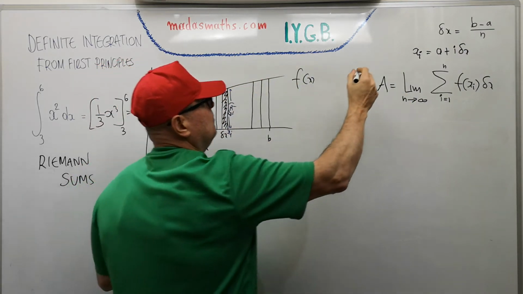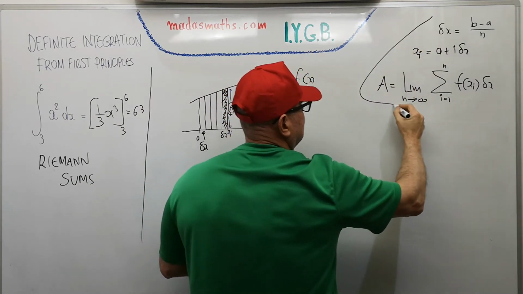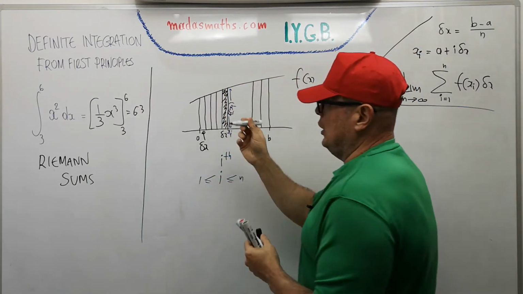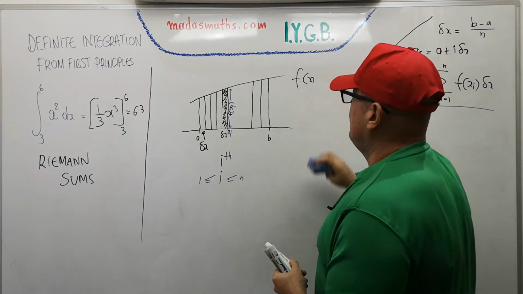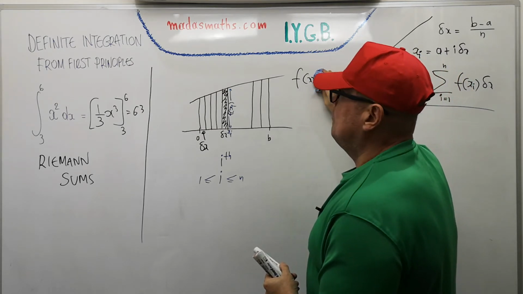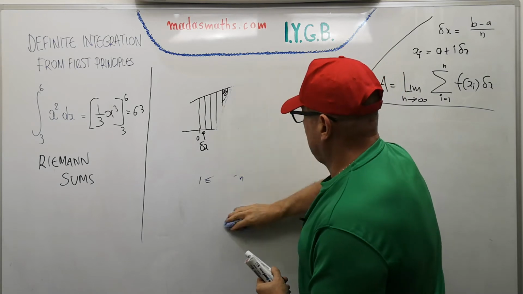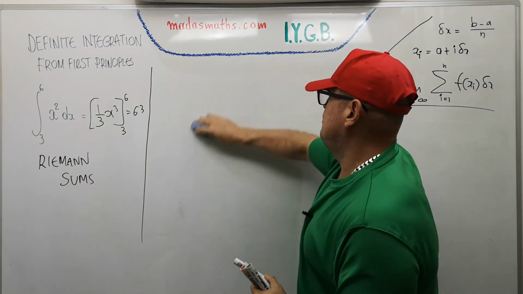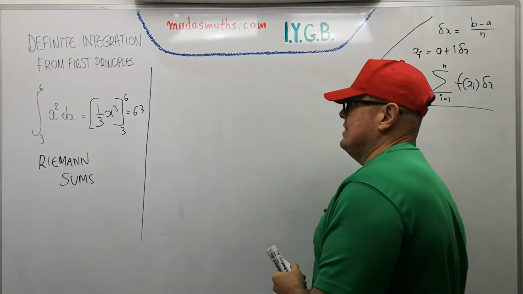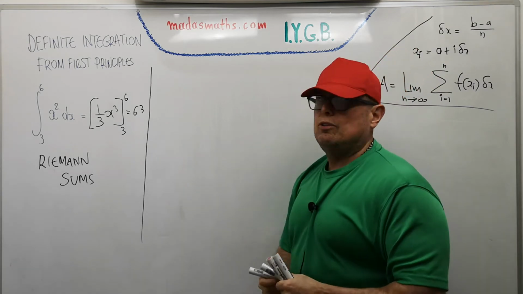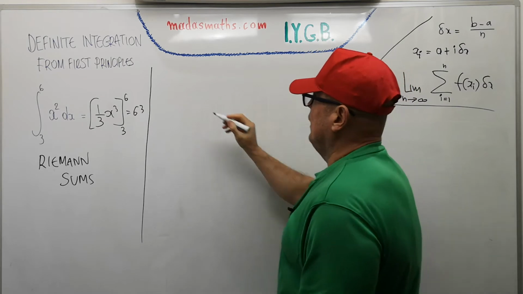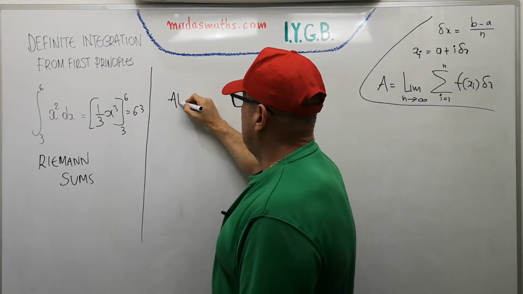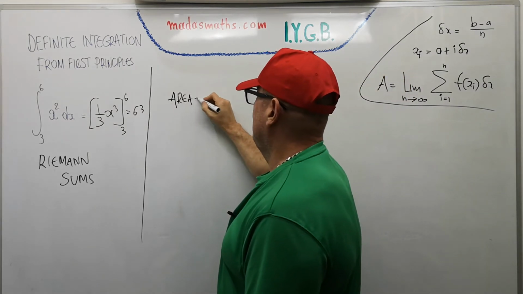So let's now apply this to our particular curve, which is the integral from 3 to 6 of x squared dx, and let's see what we get. With our normal formulas and established methods we can do that in a few seconds. It is actually 63. Will we get 63 is the question. So this is how we're going to find the area from first principles.